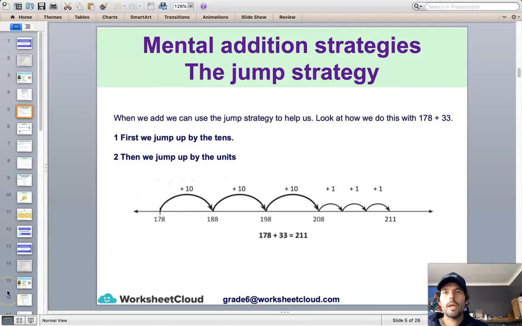Okay, our main theme today was mental addition strategies. And the first strategy we're going to look at is the jump strategy. Okay, so this is when we're just adding numbers together. How can we make it easier for ourselves?